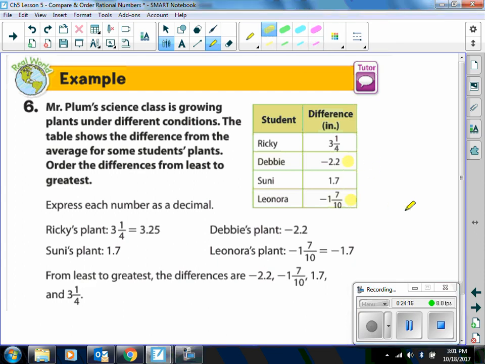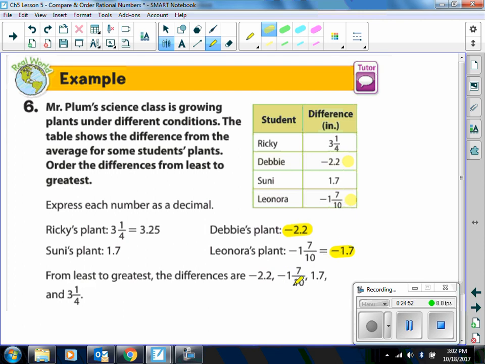Keeping in mind that the greater the number, the bigger the number, the smaller the value, right? So, we have a negative 2.2, there's that one. And we have a negative 1 and 7/10. So 1 and 7/10 written as a decimal is right there. So when we put those two in order, first comes the negative 2.2 and then comes the negative 1 and 7/10. Is everyone clear with that one?